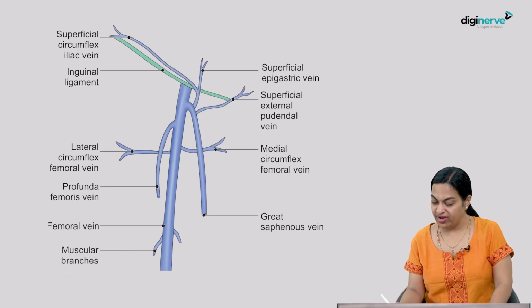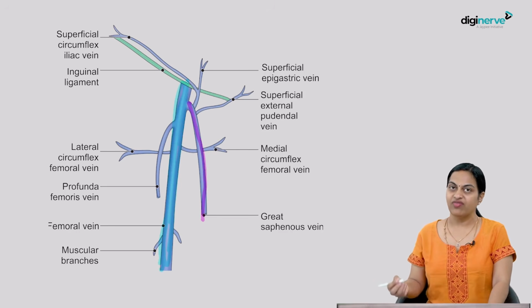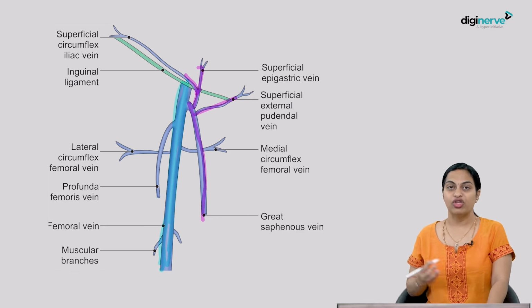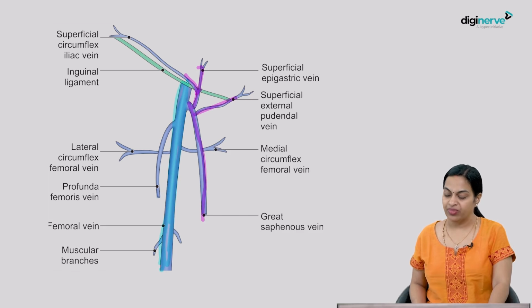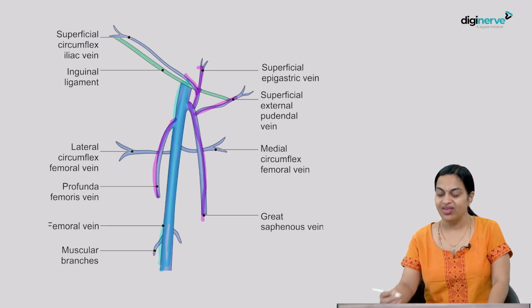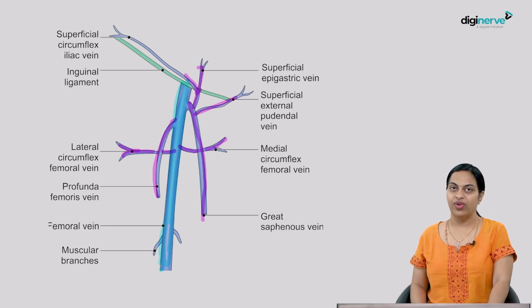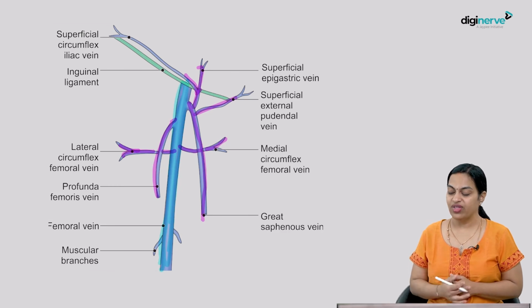So you can identify the femoral vein here, right? This is the femoral vein. Opening into the femoral vein, this is the great saphenous vein. Before this great saphenous vein opens into the femoral vein, you can see it receives the three superficial tributaries: the superficial epigastric vein, the superficial circumflex iliac vein, and the superficial external pudendal vein. This is the profunda femoris vein, the medial circumflex femoral, and the lateral circumflex femoral vein. Plus one more I added, the deep external pudendal vein, as tributaries of the femoral vein.